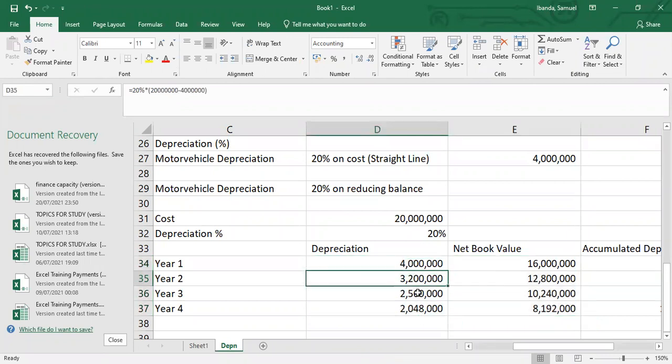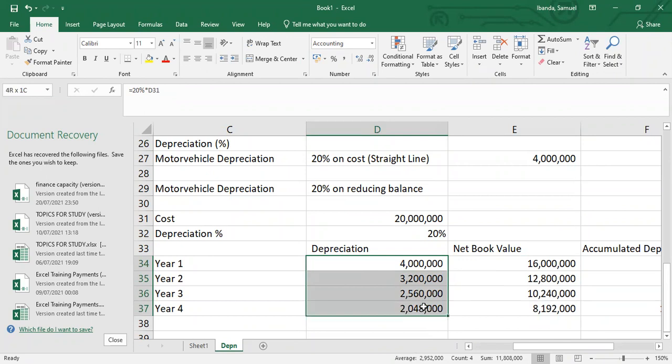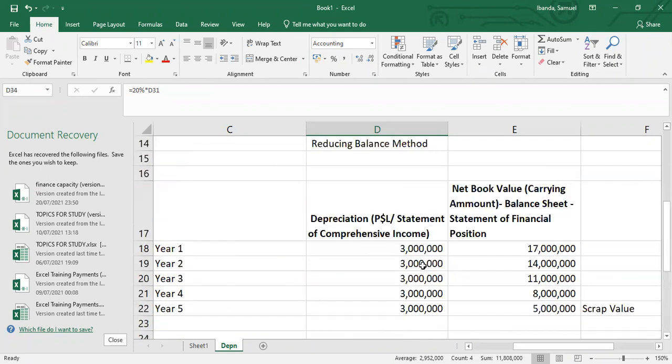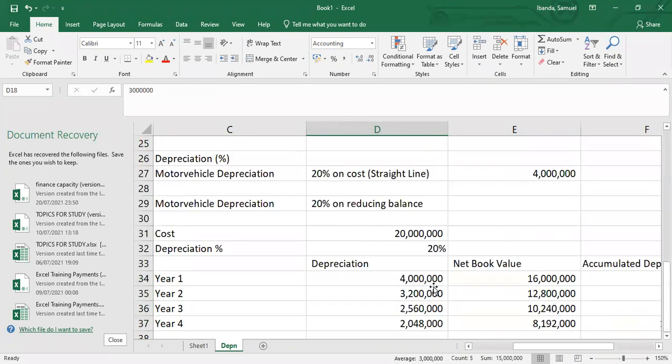Depreciation is what is recognized in the profit and loss every year. So I think you can see it's reducing. It's reducing balance, reducing depreciation. When it came to straight line, it was the same throughout. You get it? So the examiner will always give you either straight line or reducing balance. I want us to just try out something, one number, and then we call it a day.